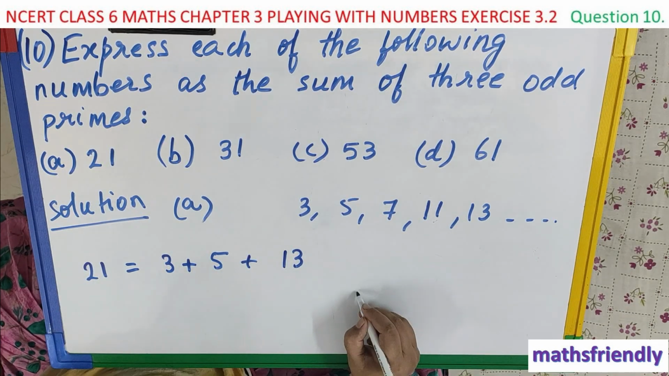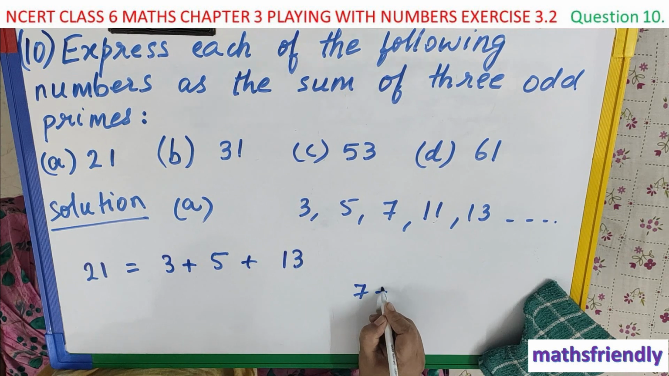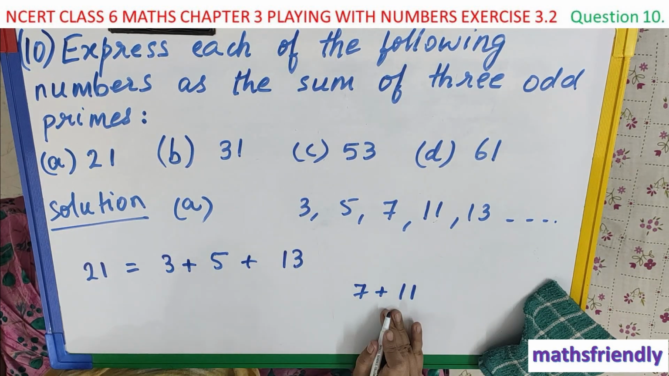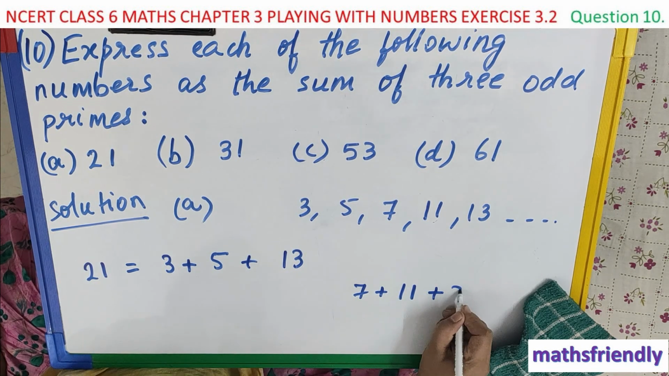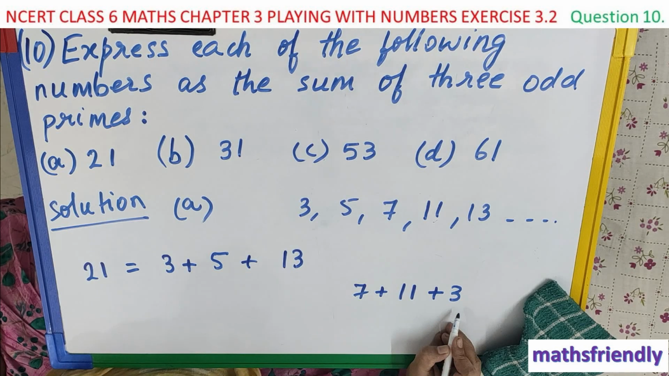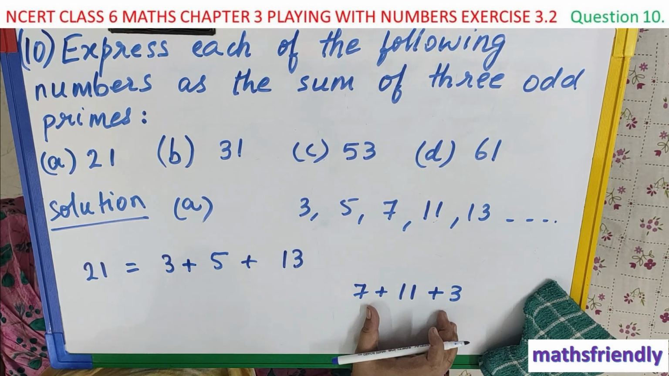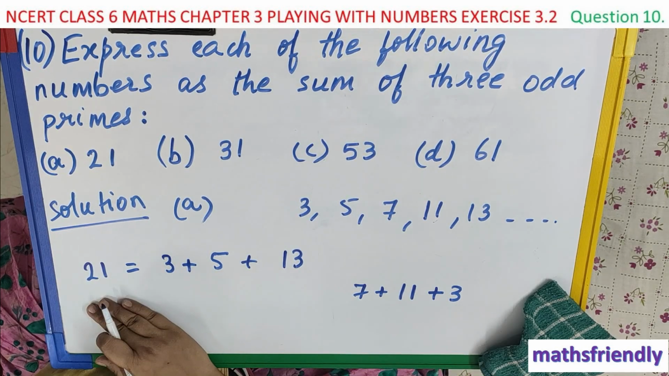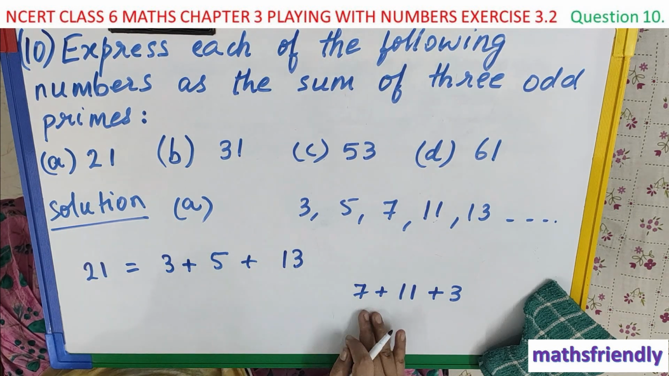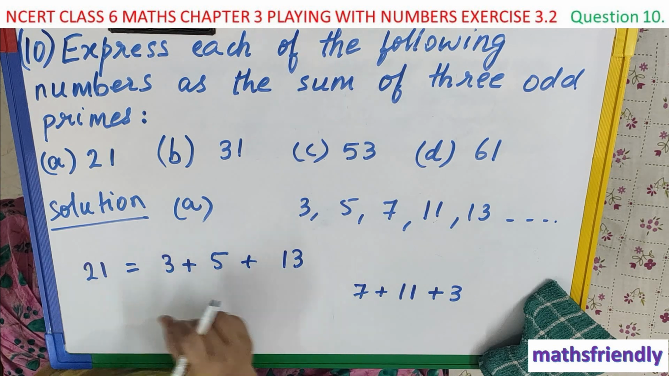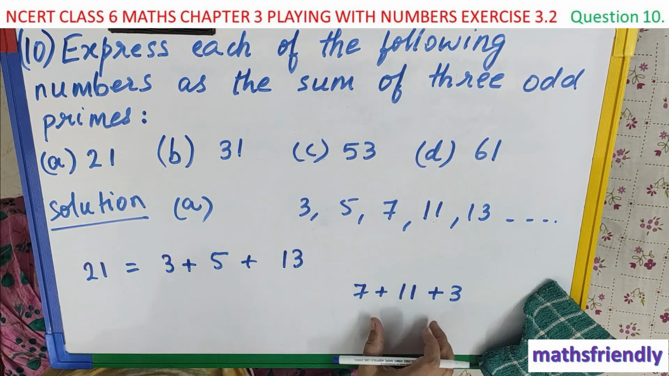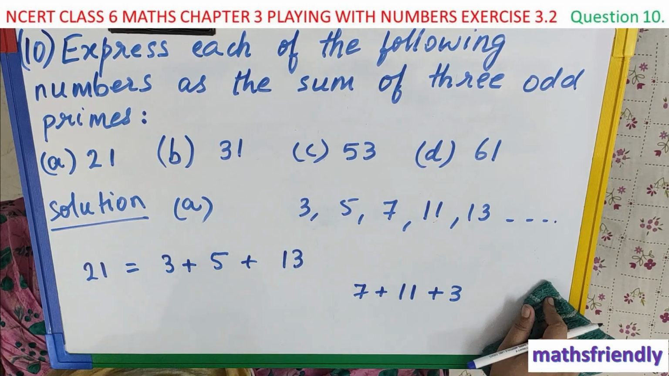Like, if we add 7 plus 11, it gives 18, and plus 3. These are all odd prime numbers, and the sum of these three numbers is 21. So 21 can be expressed as a sum of three odd primes, and there are different ways to express 21 as a sum of odd primes, because there are different odd prime numbers whose sum will give 21, right?